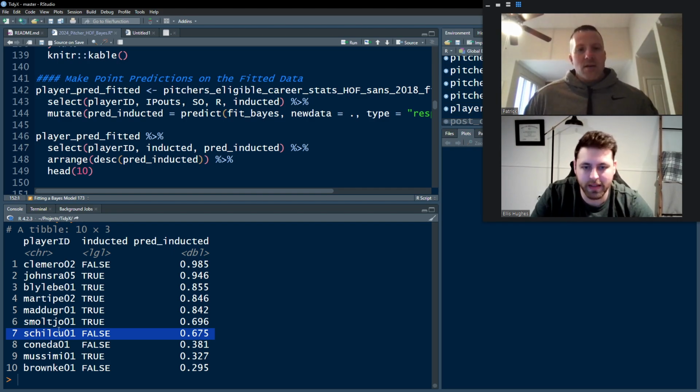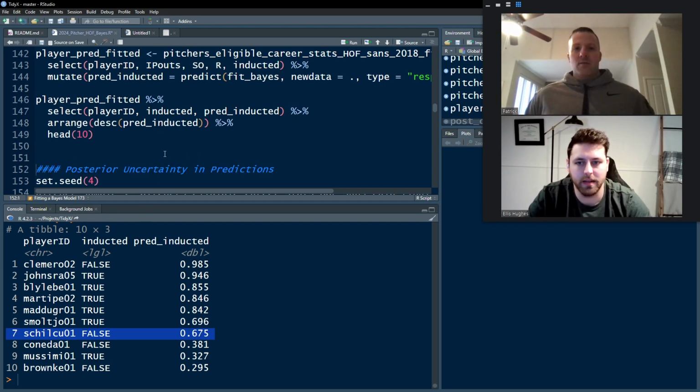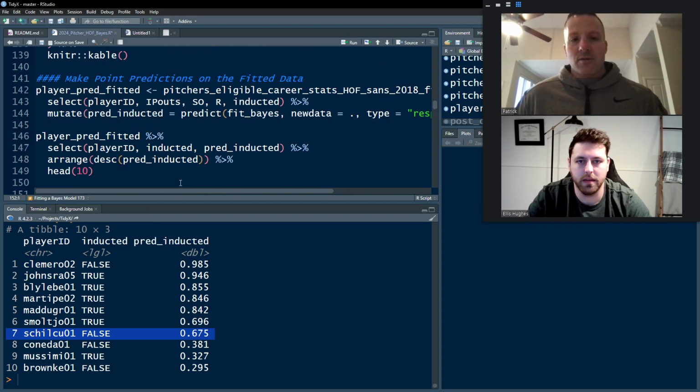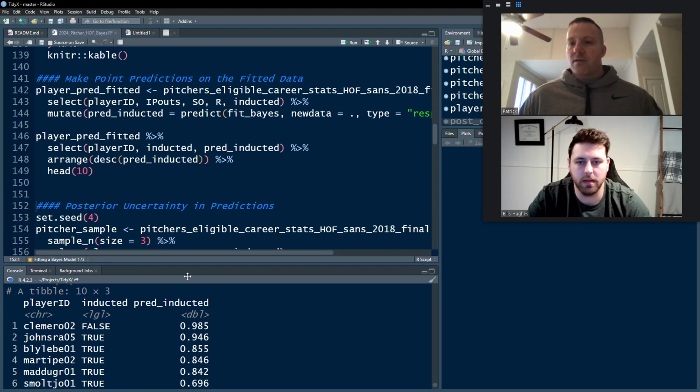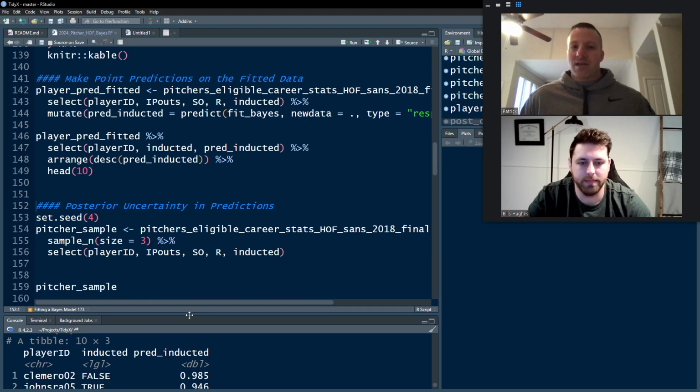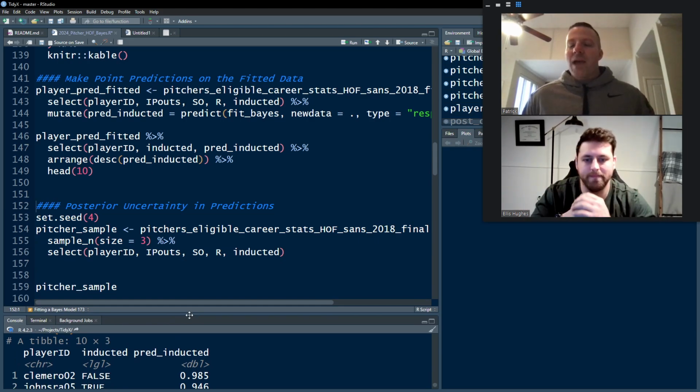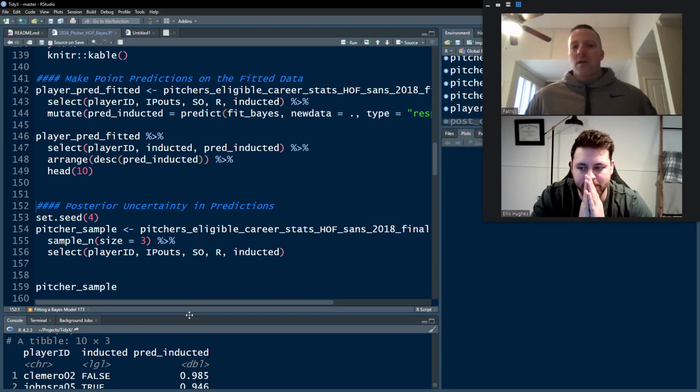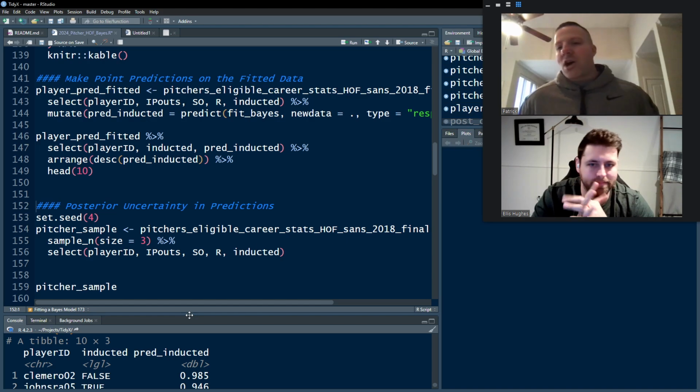Mm-hmm. That's pretty cool. So what Ellis did was make these nice little point estimate predictions, and that's what we did last week, and then we kind of stopped there. But the whole point of Bayes, if we're making decisions, is that we want to know about our uncertainty around these point estimates. And while inductions into the Hall of Fame are a bit silly, I mean, who cares?